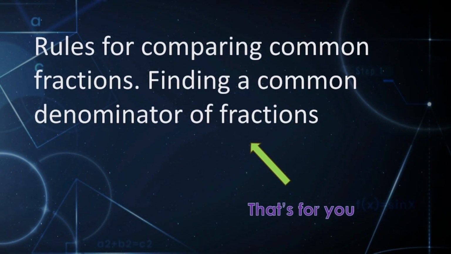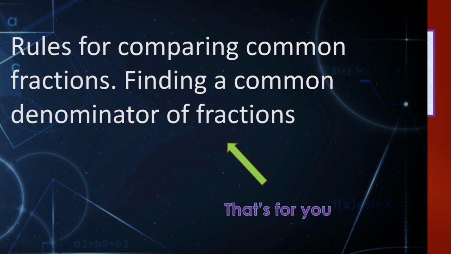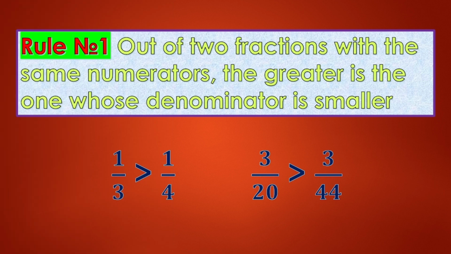Hello, everyone. Today, I would like to conduct a lesson on the topic Rules for Comparing Common Fractions, Finding a Common Denominator of Fractions. Rule number 1. Out of two fractions with the same numerators, the greater is the one whose denominator is smaller. Examples: 1/3 is greater than 1/4, because 3 is less than 4. Another example: 3/20 is greater than 3/44, because 20 is less than 44.